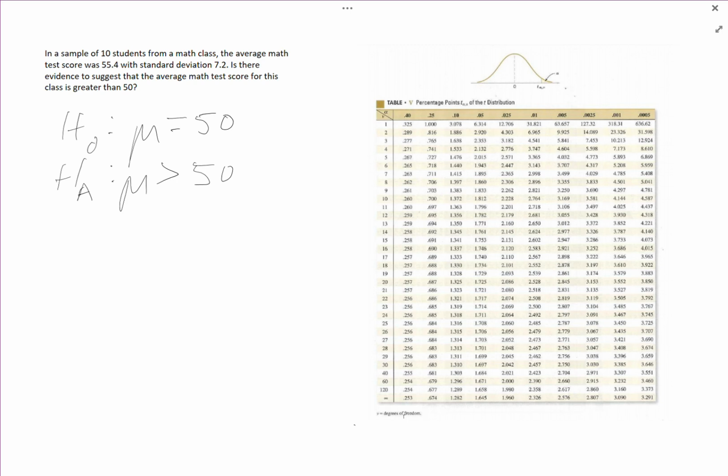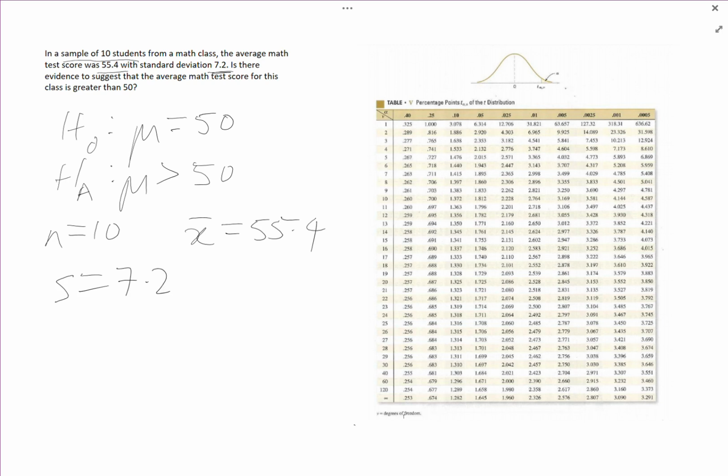Next, we extract the sample variables from the question. We're told the sample is of size 10, so n is equal to 10. The sample mean is 55.4, so x bar is equal to 55.4, and the standard deviation is 7.2, so s is equal to 7.2.